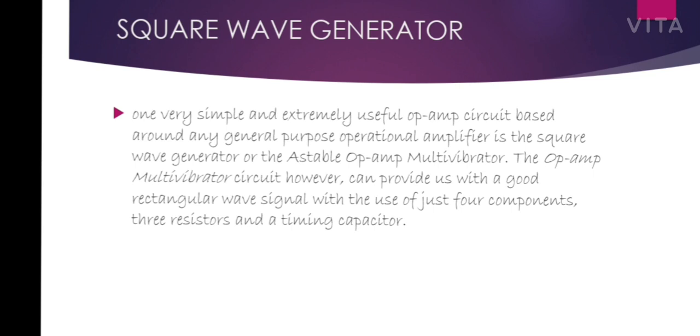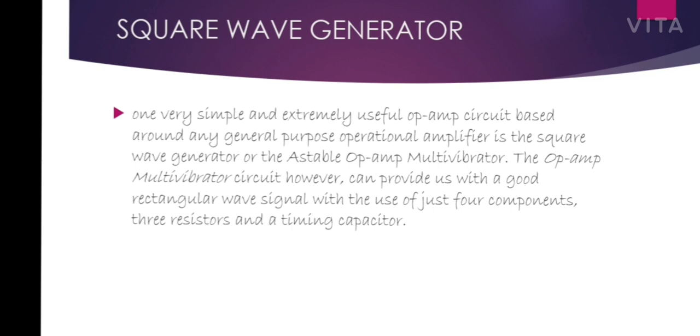Square wave generator. One very simple and extremely useful op-amp circuit based around any general purpose operational amplifier is the square wave generator or the astable op-amp multivibrator. The op-amp multivibrator circuit can provide us with a good rectangular wave signal with the use of just four components, three resistors and a timing capacitor.